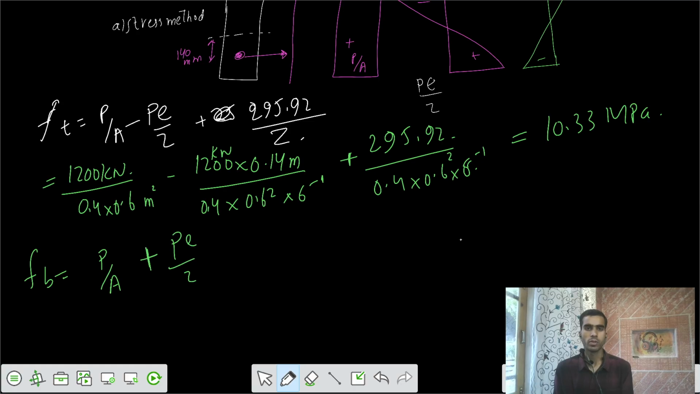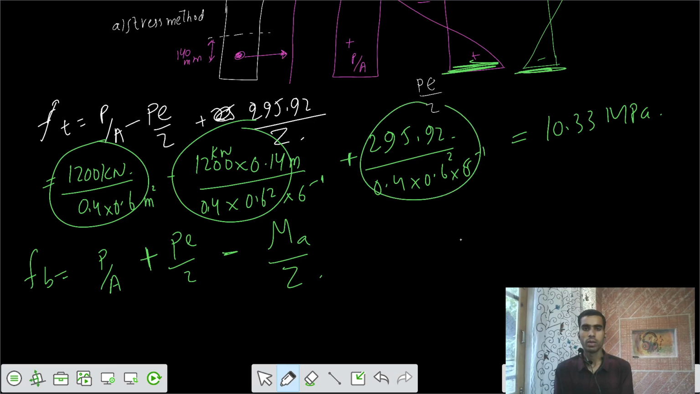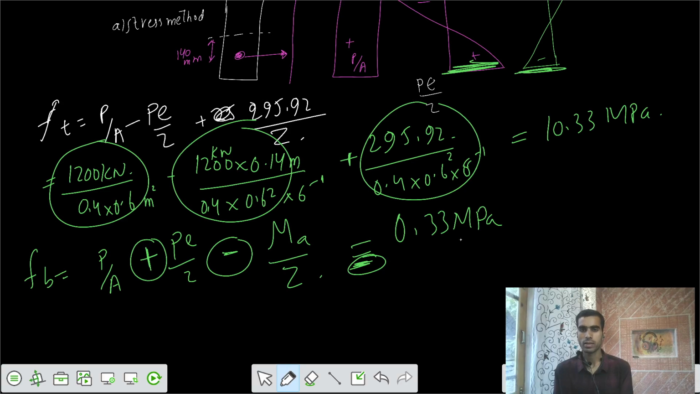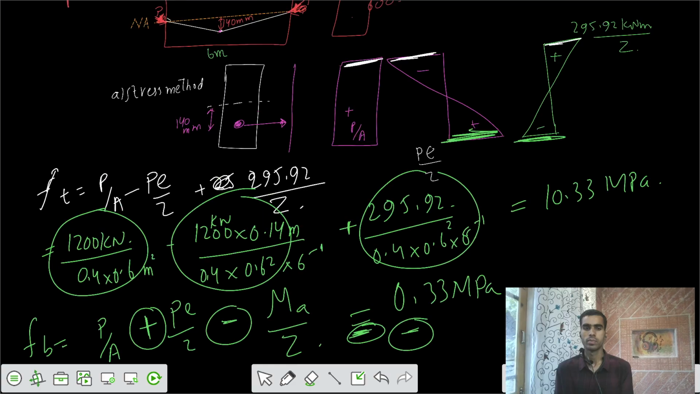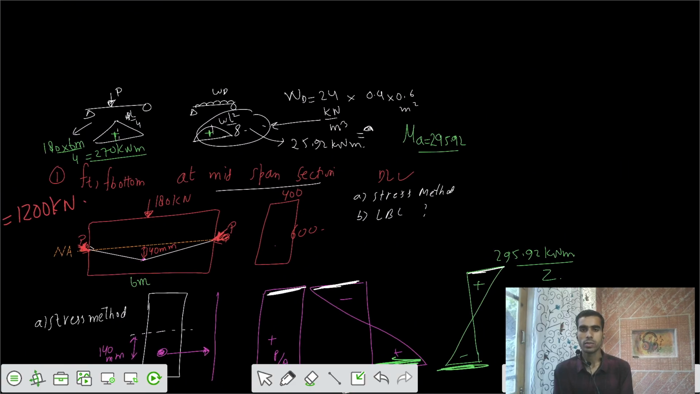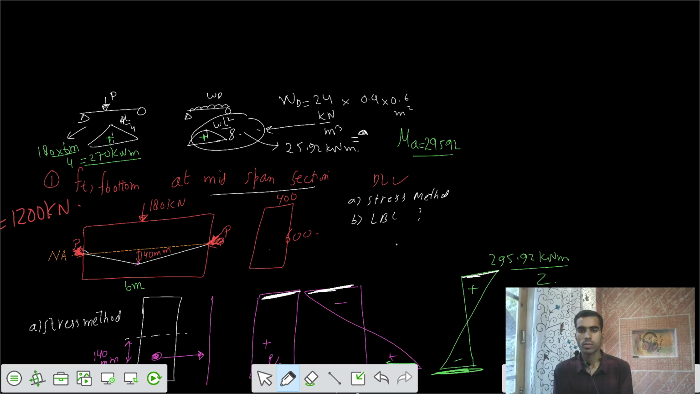Yeah, this would be positive. The stress at the bottom, PE by Z, is positive, and because of the moments we have negative M all by Z. So calculate those values first. After that, you can have plus minus of that. This changes to minus plus, this changes to minus. So we can have those values. Finally, 0.33 megapascal negative. That's tensile stress. Okay. Now we need to calculate the stresses using the concept of load balancing.